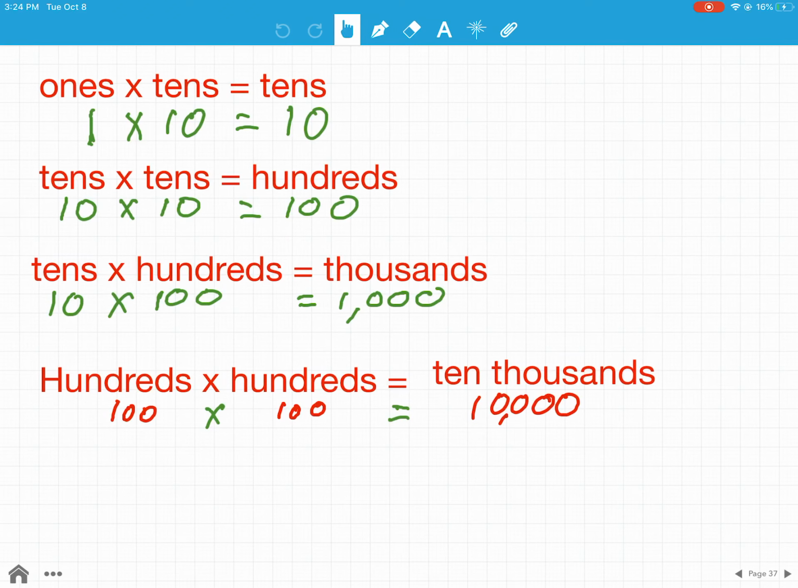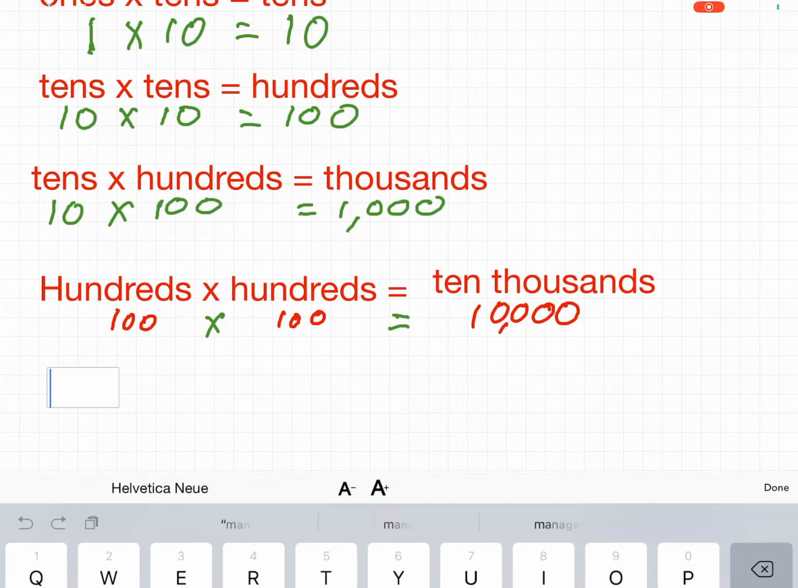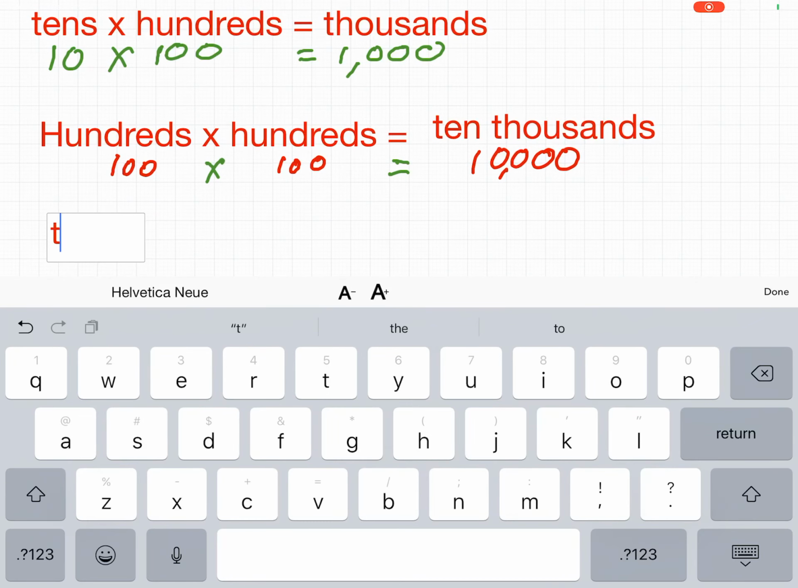Alright, so this is something that we should look at first. Hopefully you see that 1s times 10s equals 10s, 10s times 10s is 100, 10 times 100 is 1,000s, and 100 times 100 is 10,000. Those are the main ones we're focused on. There is another one that I just looked at, and I will not give you the answer to, but hopefully you'll see it for yourself.